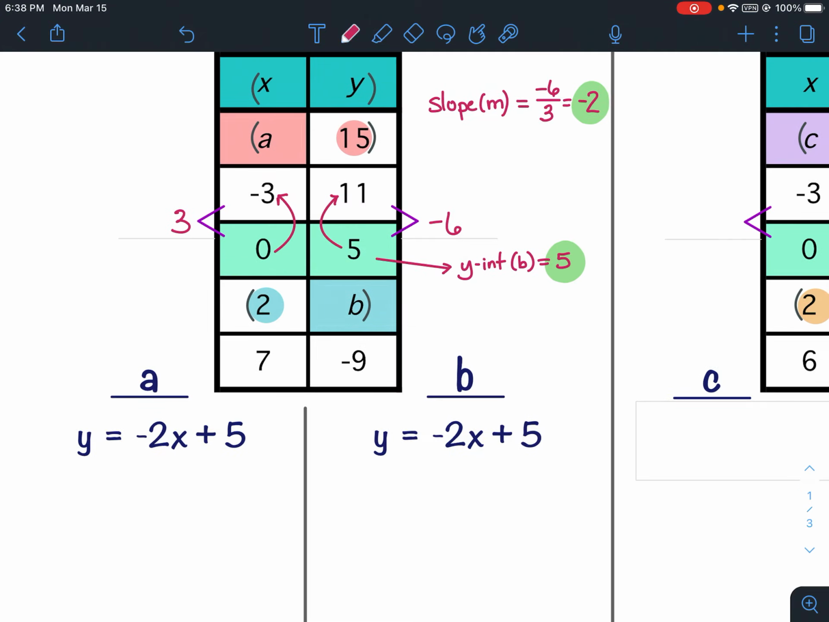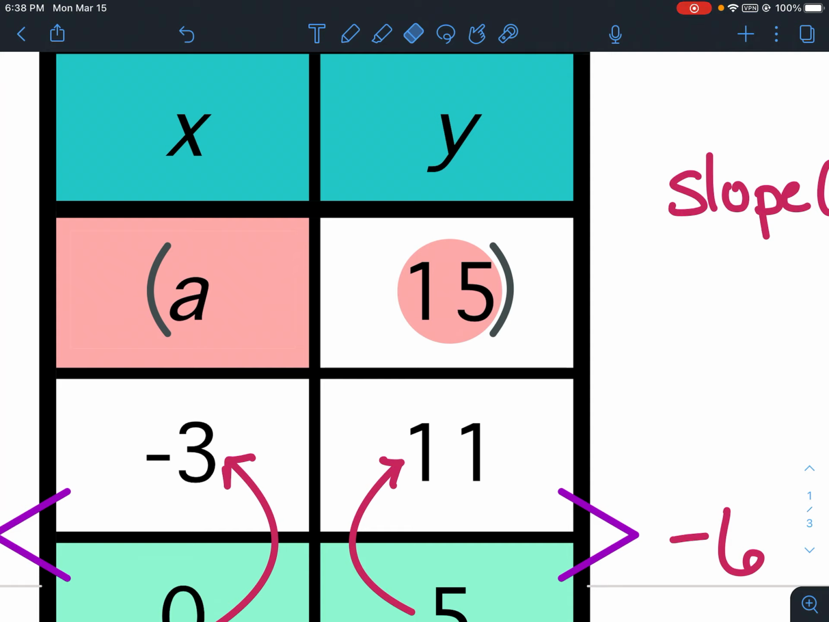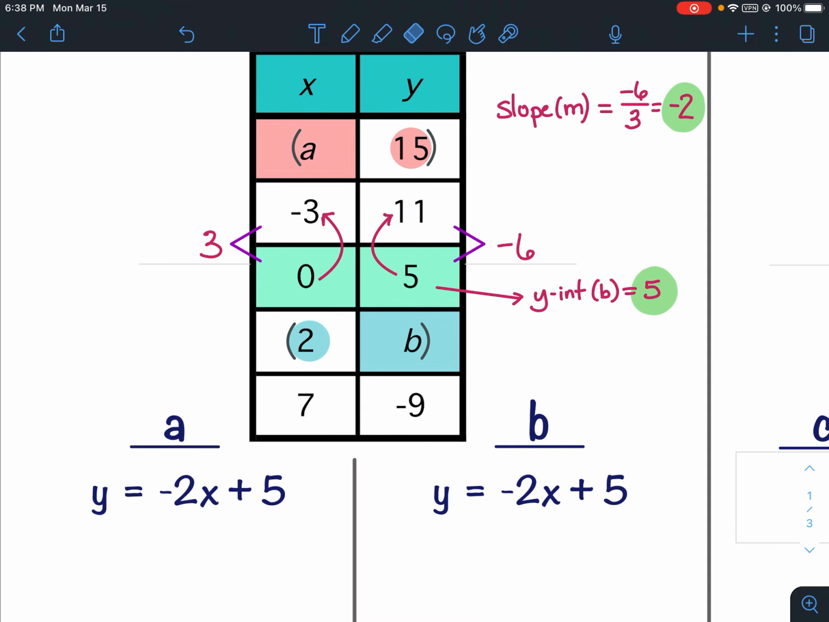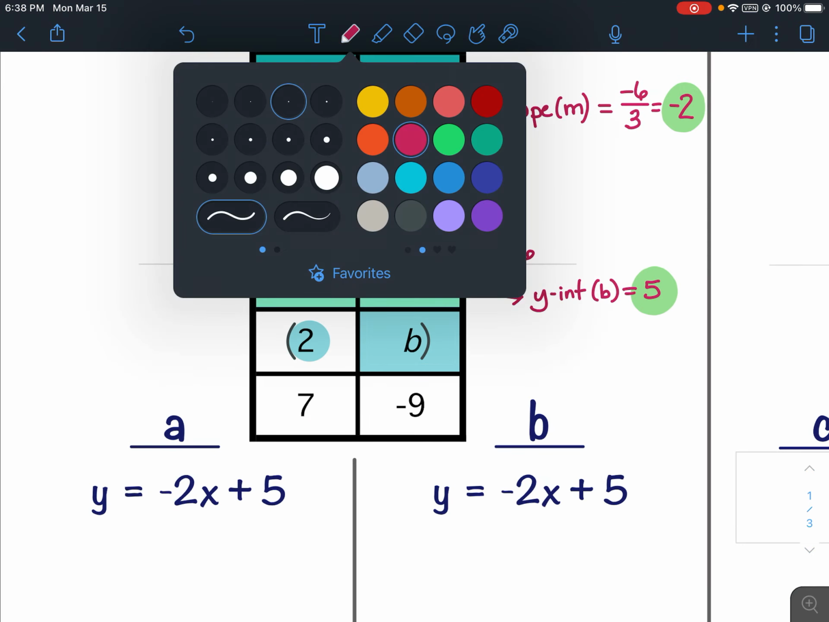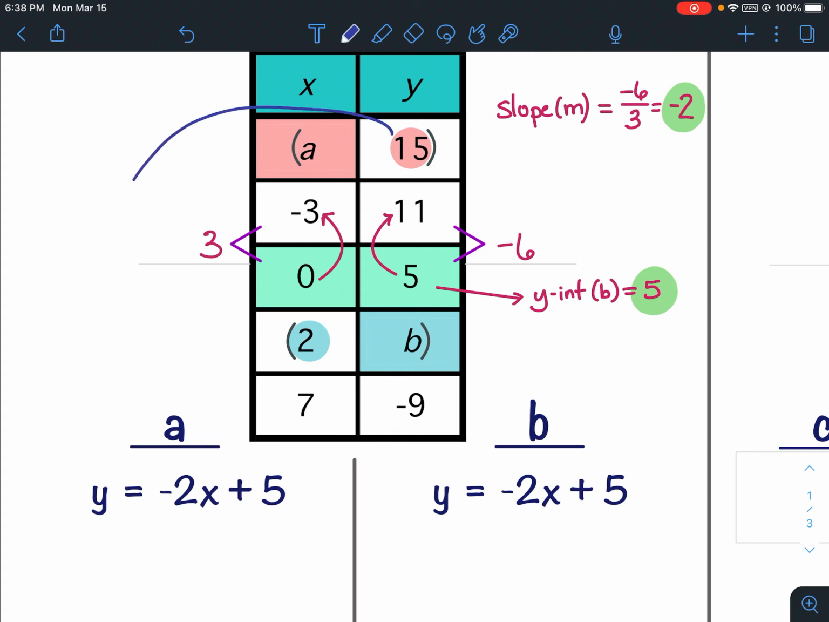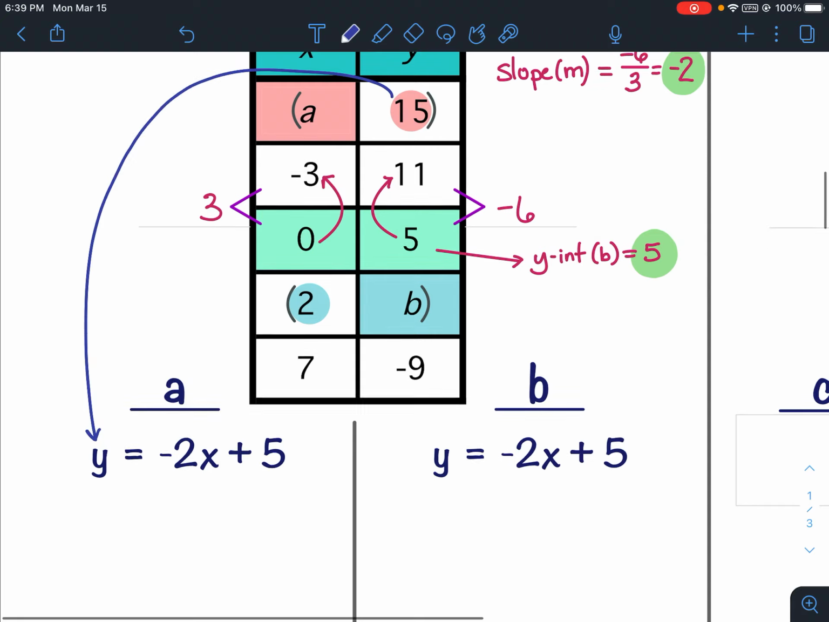All right, let's start with a. What do I know? Up here is what I know about a. I know that a is the x-coordinate, and in that ordered pair, 15 is the y-coordinate. So that means in order to find a, I'm going to take this 15 and plug it in for y. To find a, I know y is 15. So I plug that number in for y.